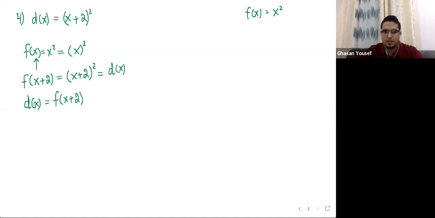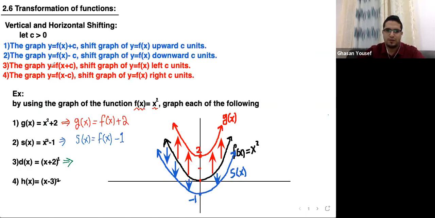Now to graph the function d of x, we should graph the original function f of x. Then we have to use the rules. The rules say, to graph y, here d of x, equal f of x plus c, we have to shift the original function y equal f of x to the left c units. To the left because we have plus. Plus c means we shift the original function left c units.